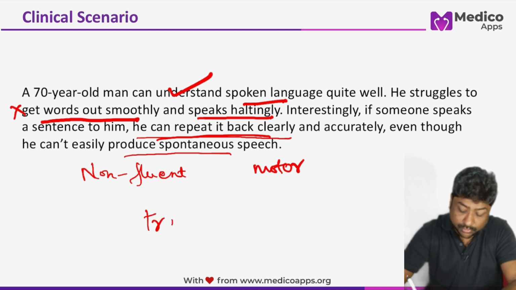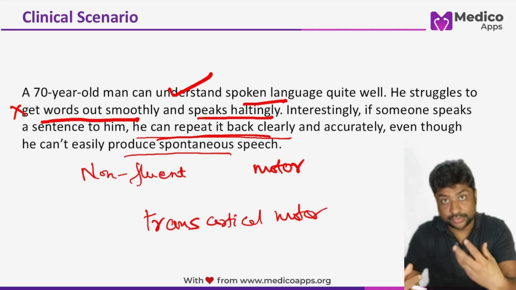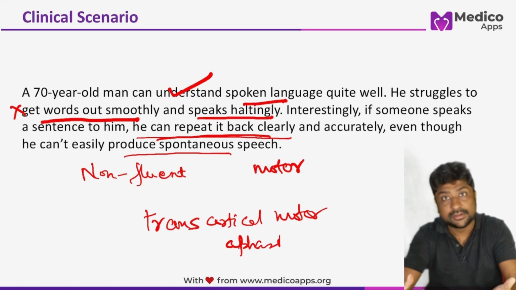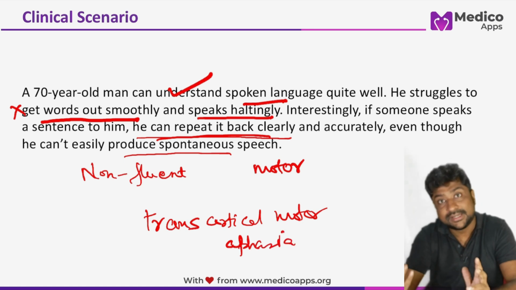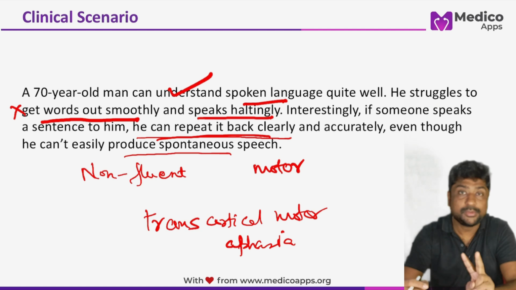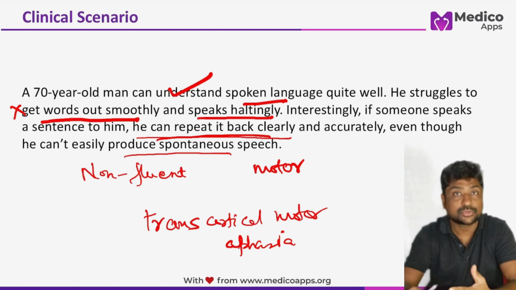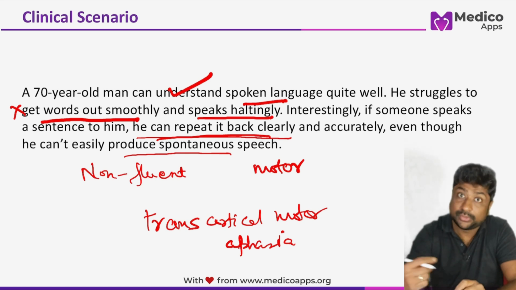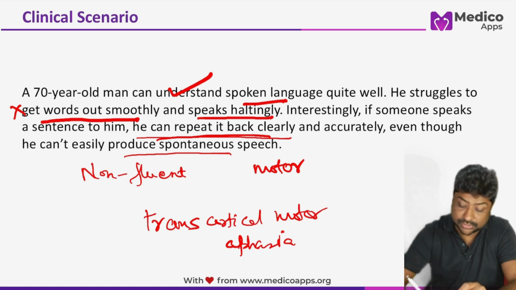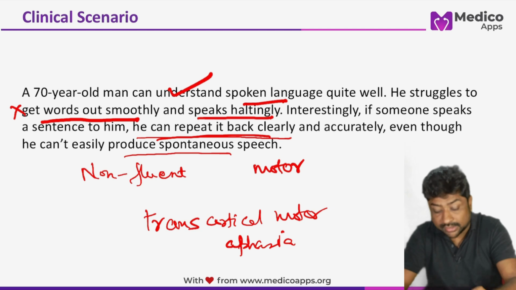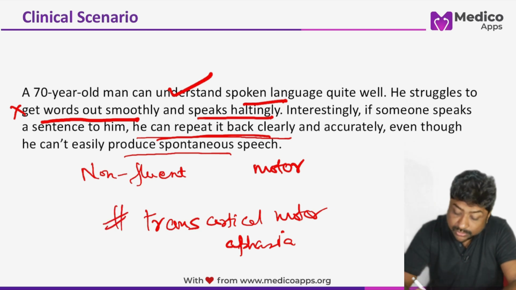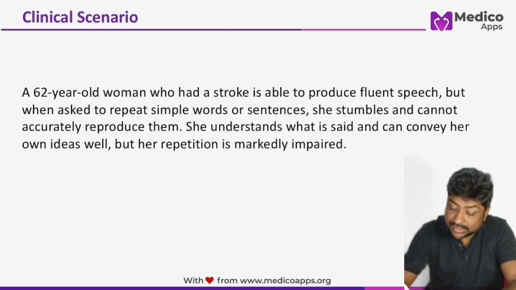So this is a very good example of transcortical motor aphasia. Clear? It's a motor aphasia because he is not able to speak, but his understanding is intact. So there can be only two possibilities: Broca's and transcortical motor aphasia. Because he is able to repeat properly, it is transcortical motor aphasia. Let's look at another clinical scenario.